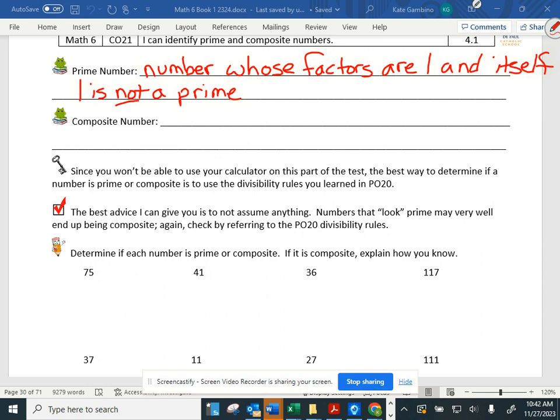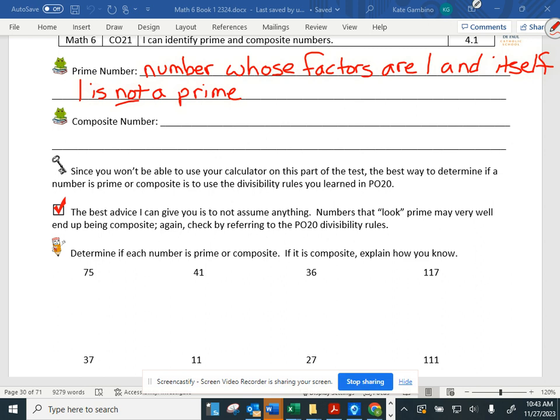4 has more than just 4 and 1. We can divide it by 2. So if you can divide it by more factors than itself and 1, it is not a prime number. So remember, 2, 3, 5, 7, 13, 17, those are prime numbers that we can't divide by anything else. But when we think about multiples of a number, 12 has factors 1, 2, 3, 4, 6, 12. Lots of factors go into 12. Not a prime. We call that a composite number.